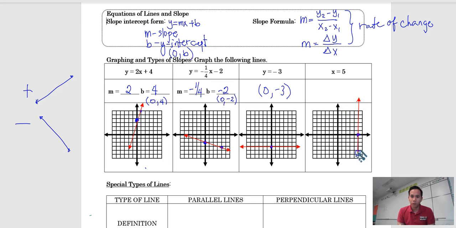Your vertical line, this vertical line here, is perpendicular to your y axis. Okay, so let's proceed with the next one.